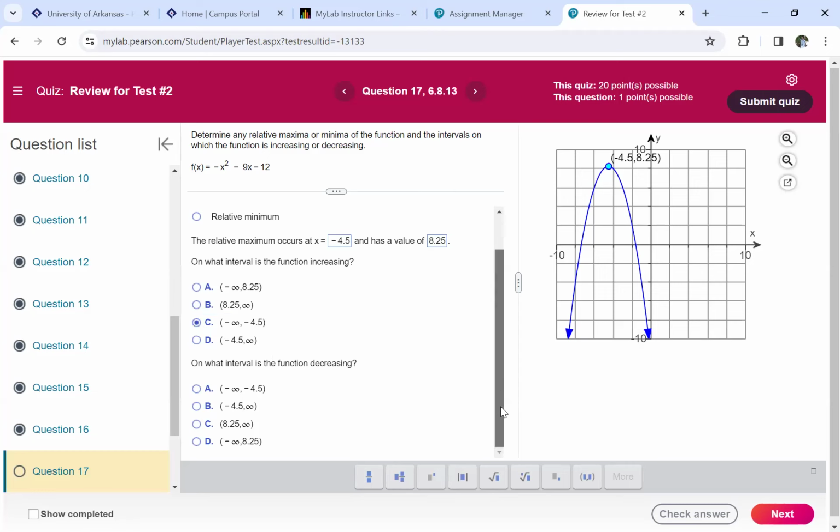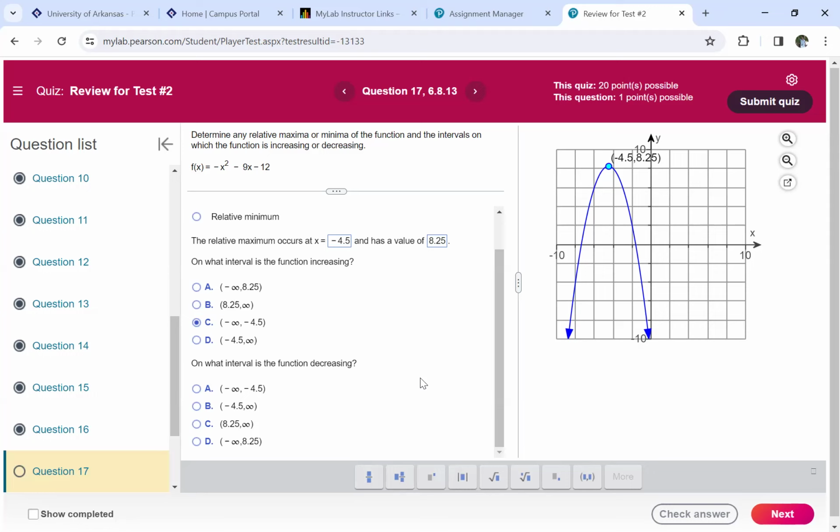Well, if it's increasing from -infinity to -4.5, it's going to start decreasing at that x value, -4.5, as I head out to the right towards positive infinity. So the thing you got to remember on these is stick with x values on the increase and decreasing.